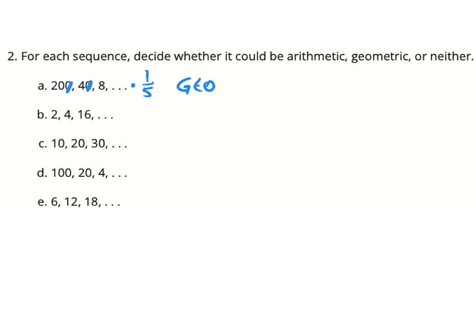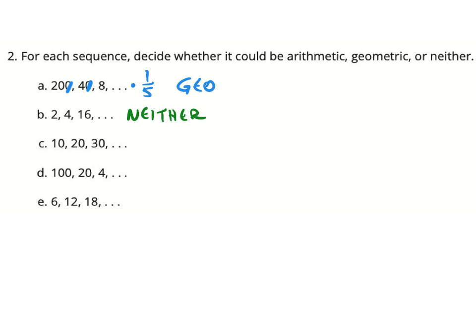2 times 2 is 4, times 2 is 8. But this is 2 times 2 times 4. The next one is probably times 6 or times 8. So let's see if we can add. 2 plus 2 is 4. 4 plus 2 is 6. So that doesn't work. So you cannot multiply or divide to get to the next one. So this one is neither. Because remember, you must have the same operation, the same constant, operating on all terms.